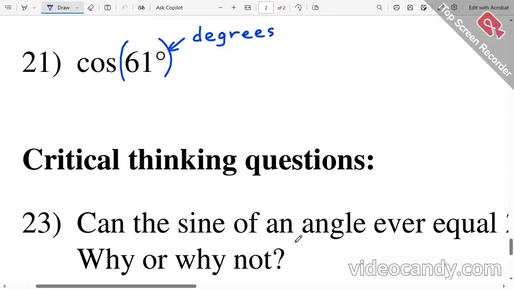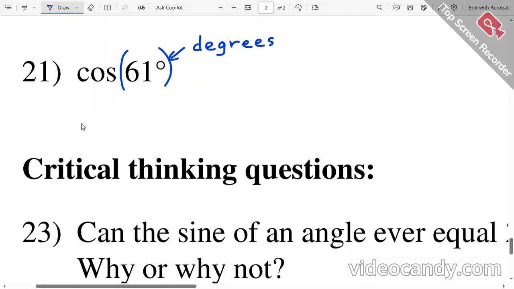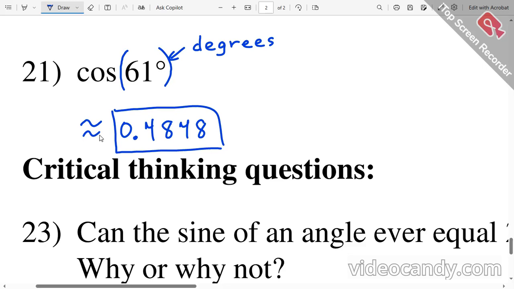So number 21 is approximately 0.4848. If you want to put a 0 in front, that's fine, but it doesn't change anything. And why did I use squiggly lines instead of an equal sign? The squiggly lines mean that you rounded off. So it means approximately.